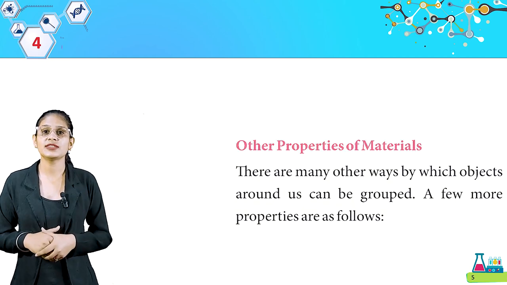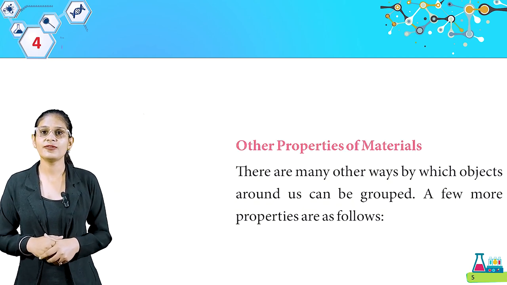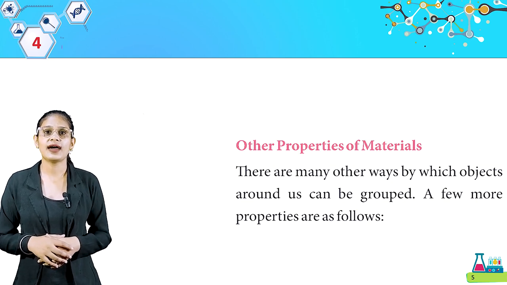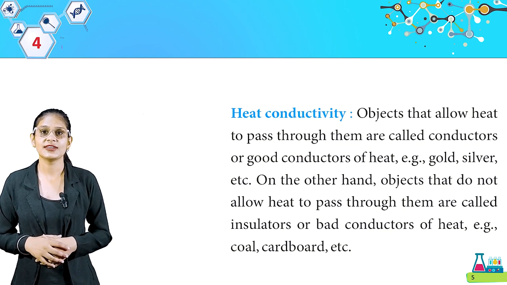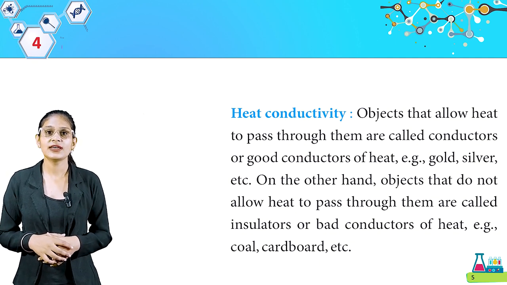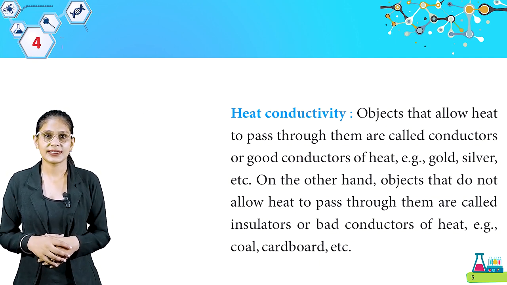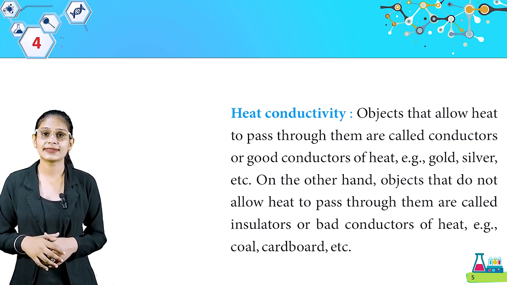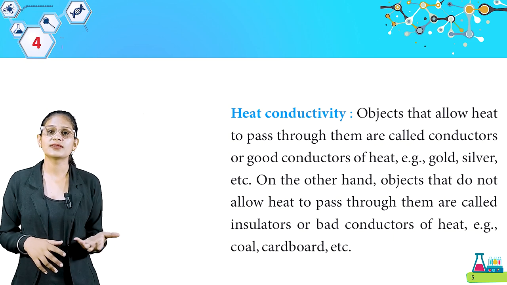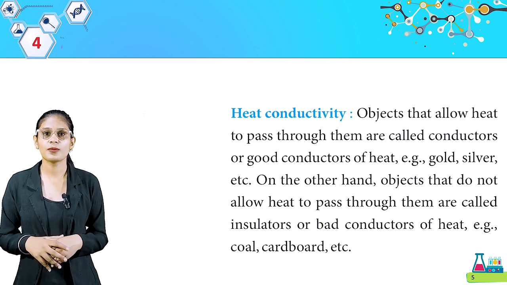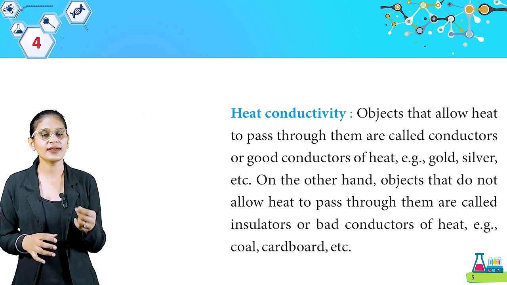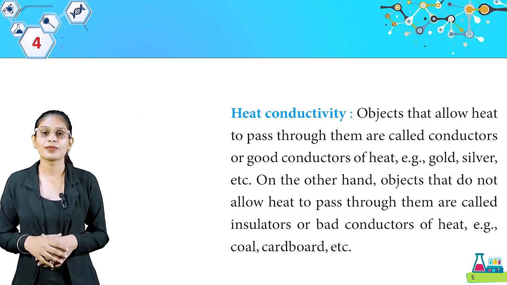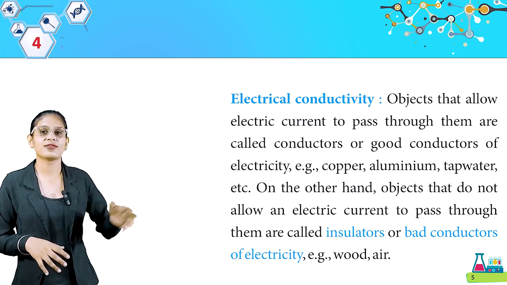Here are other properties of materials. There are many other ways by which objects around us can be grouped. A few more properties are as follows. Heat conductivity. Objects that allow heat to pass through them are called conductors or good conductors of heat. Example, gold, silver, etc. On the other hand, objects that do not allow heat to pass through them are called insulators or bad conductors of heat. Example, coal, cardboard, etc.